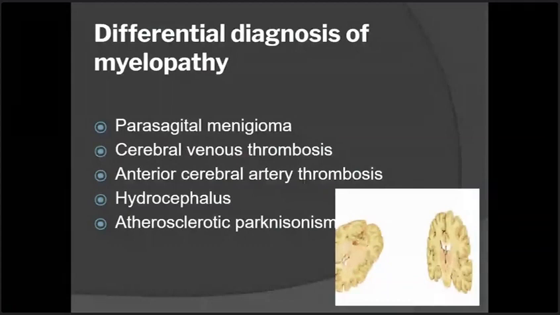The last one, atherosclerotic Parkinsonism, is something different. It affects the basal ganglia, but due to the vascular supply, it will affect the lower limb more than the upper limb, and can give the impression that the lesion is in the spinal cord, so it should be differentiated from myelopathy. But as you know, Parkinsonism has rigidity rather than spasticity.